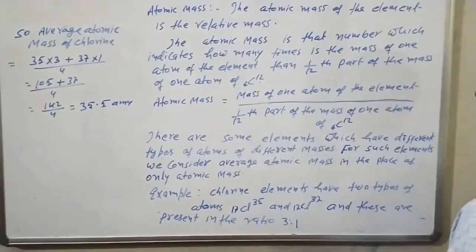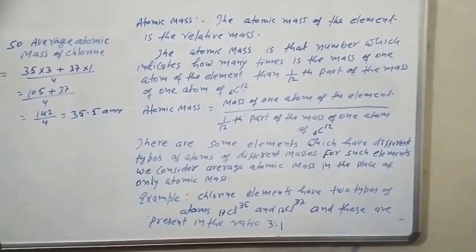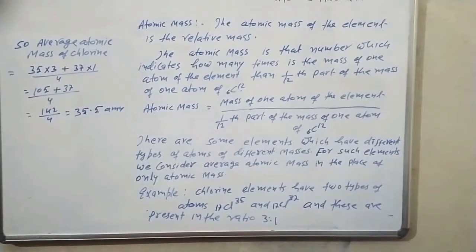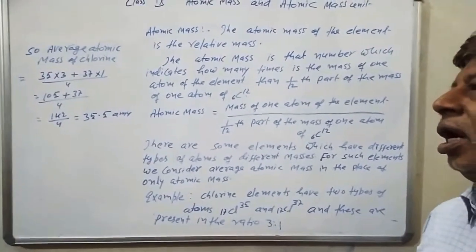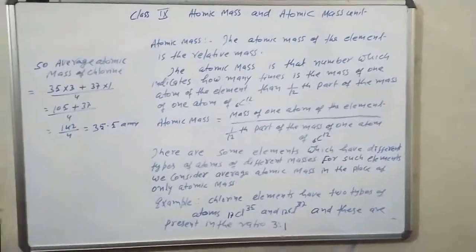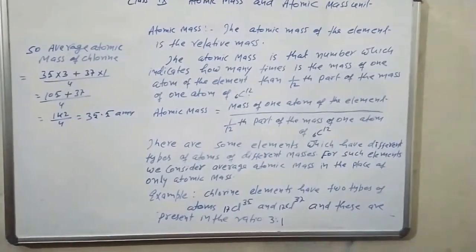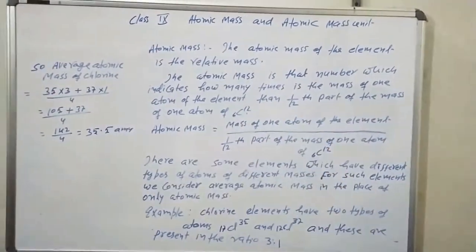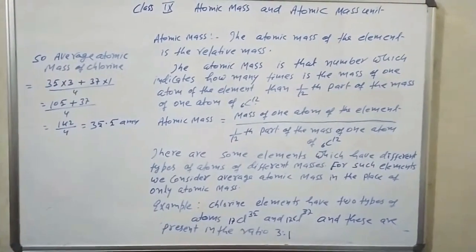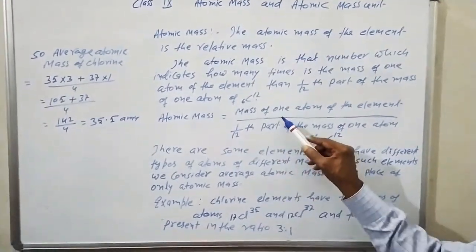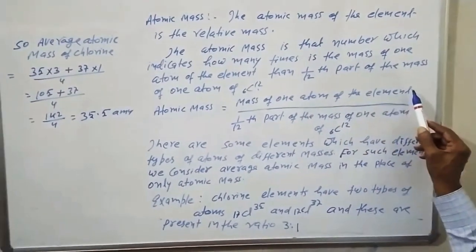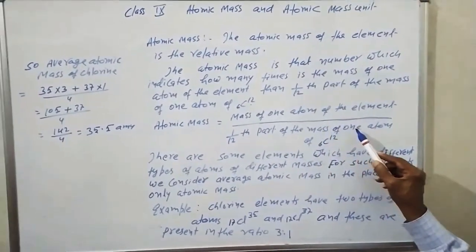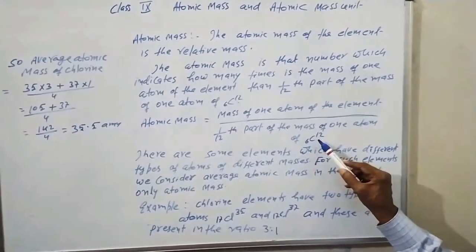The atomic mass of one atom of the element is calculated as how many times it is greater than the mass of 1 by 12th part of the mass of one atom of the carbon isotope 12. So atomic mass is equal to mass of one atom of the element by 1 by 12th part of the mass of one atom of carbon isotope C12.